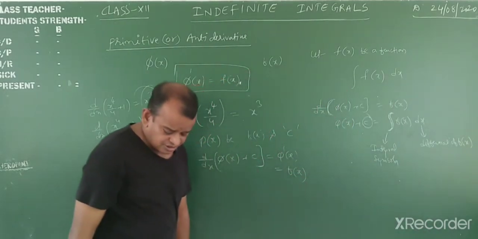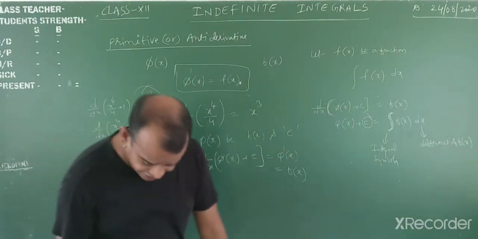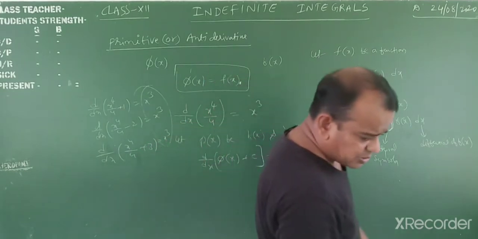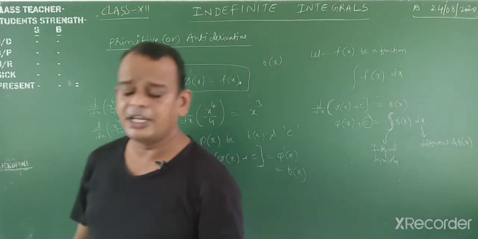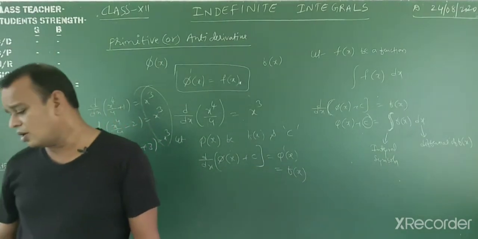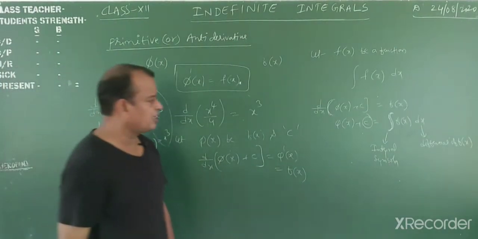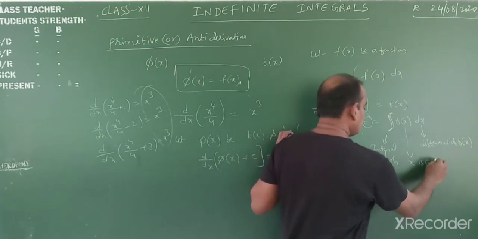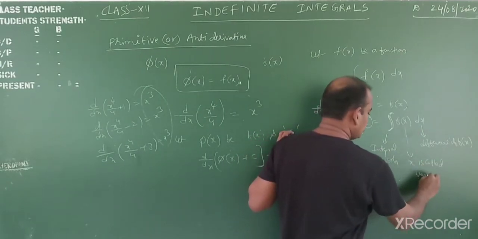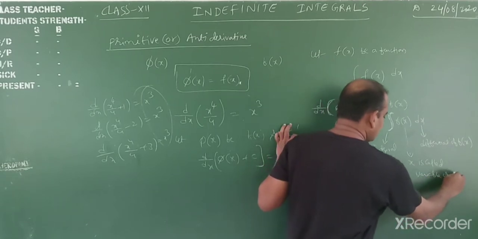Okay, my dear students, you observe one by one: phi of x plus c is the primitive, and all primitives of f of x are called the integration of the function. Now what is x? x is called the variable of integration.